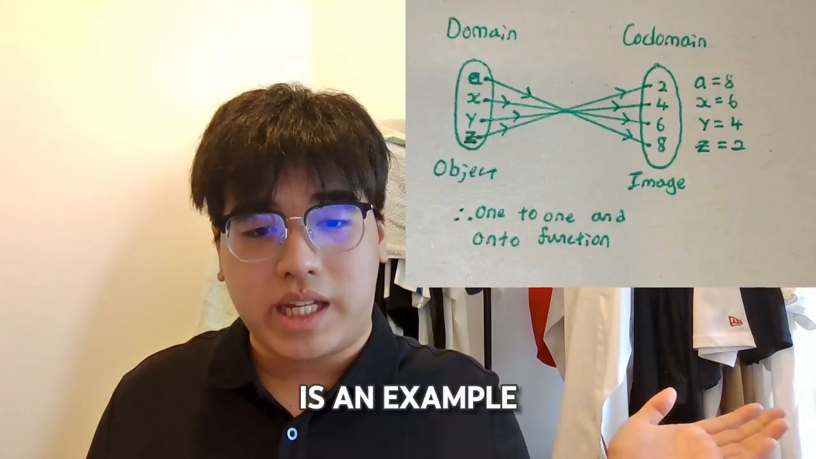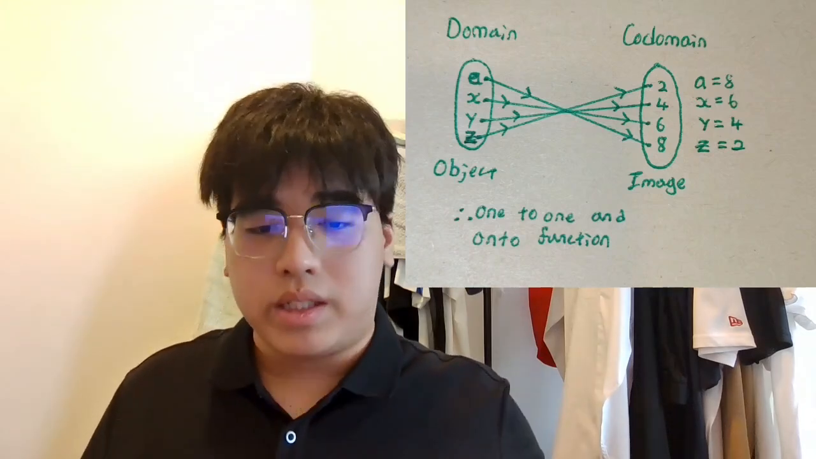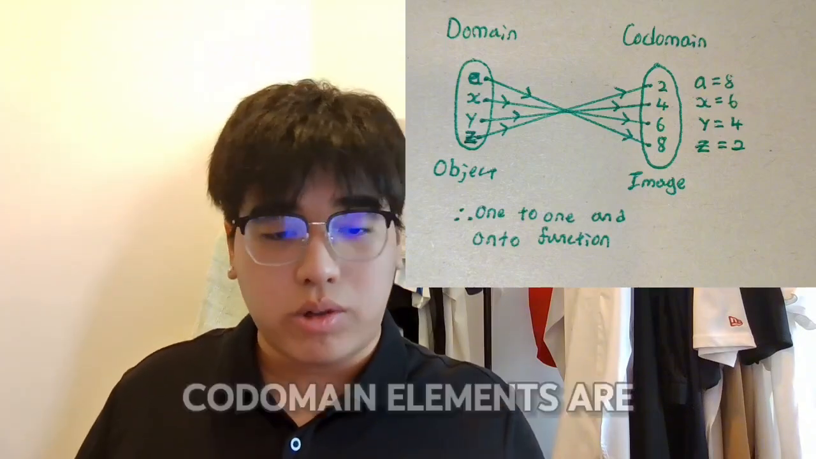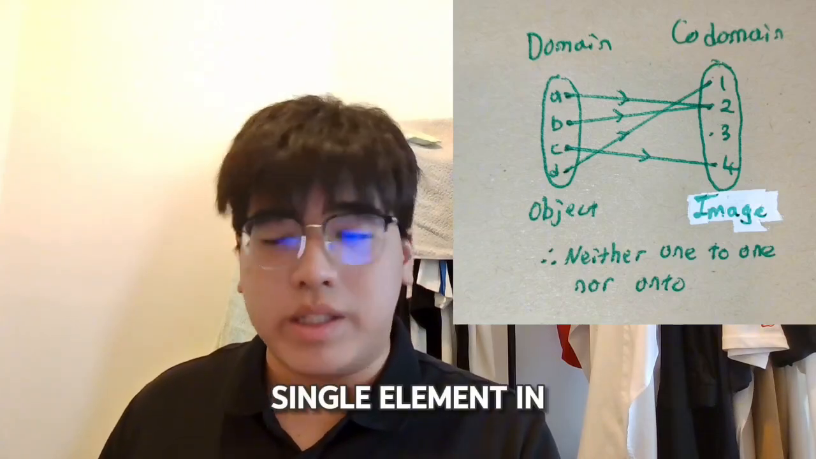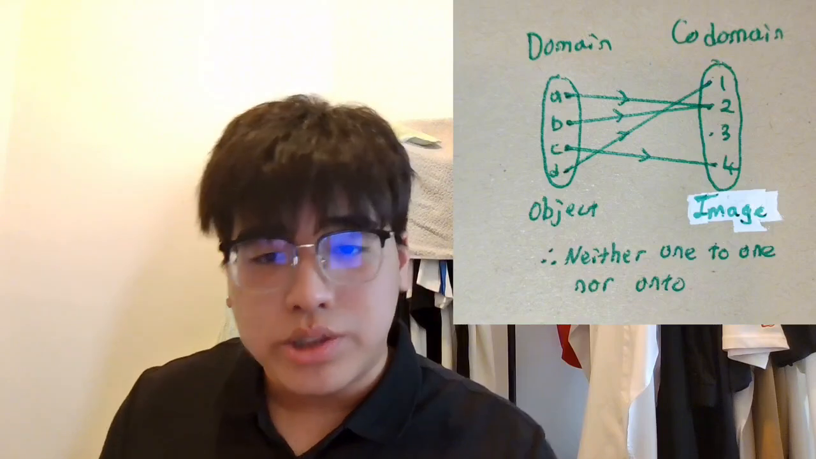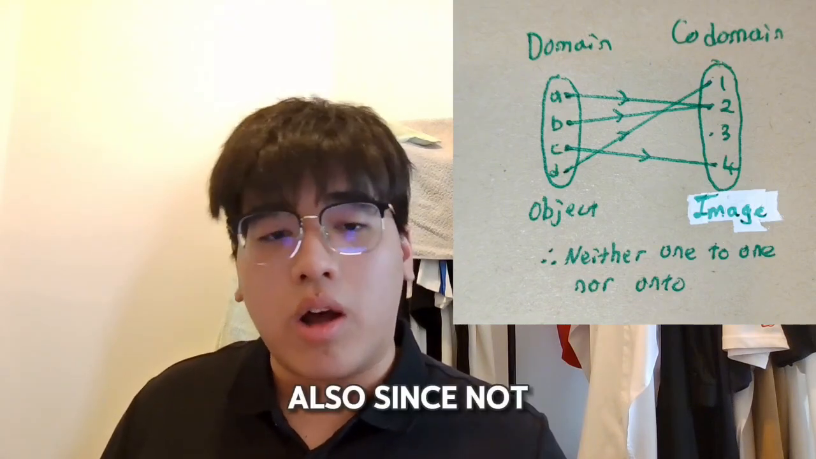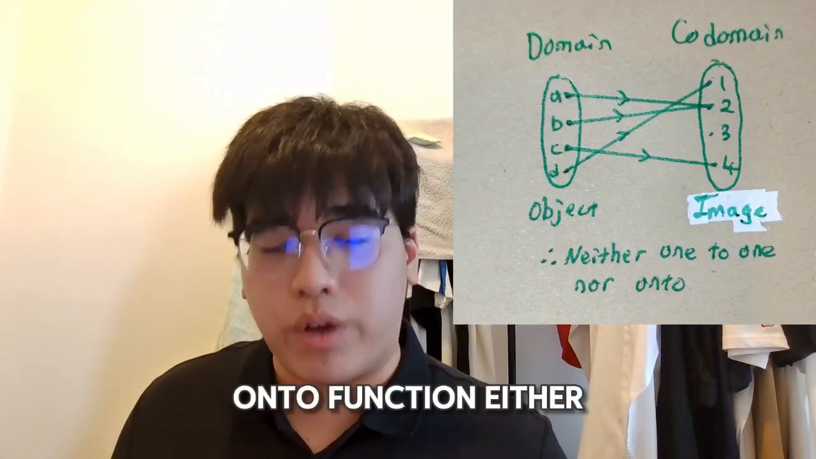Okay, now this is an example of a one-to-one and onto function. Every element in the domain has its own match in the codomain, and all the codomain elements are used. A function that is neither one-to-one nor onto is when a single element in the domain is connected to multiple elements in the codomain. So it's not considered a one-to-one function. Also, since not all the elements in the codomain are used, it's not an onto function either.